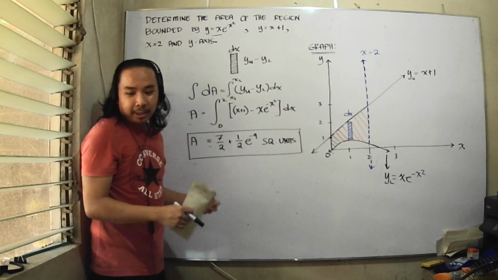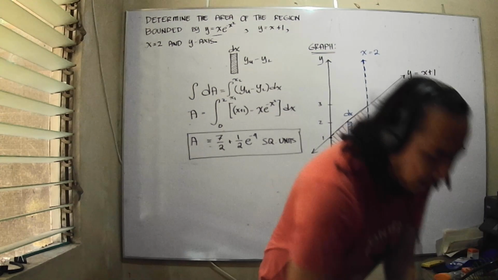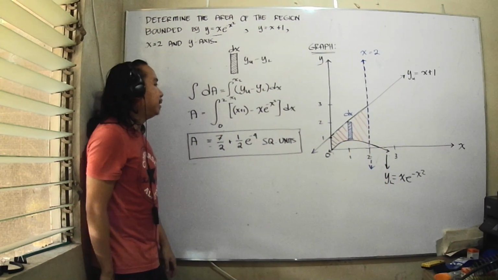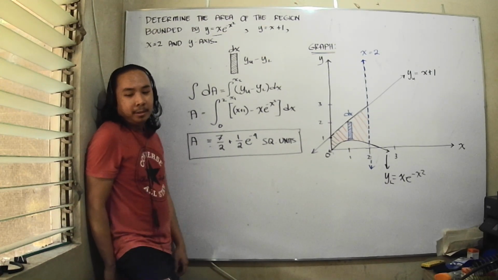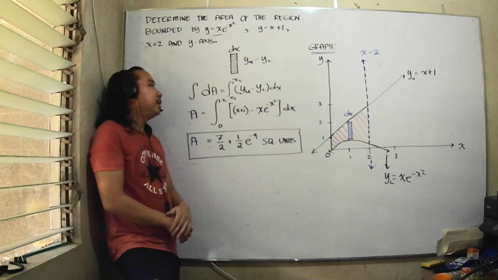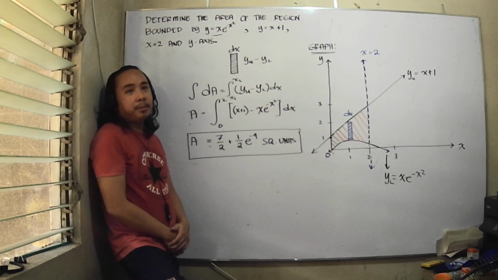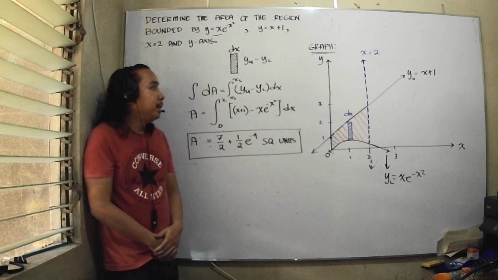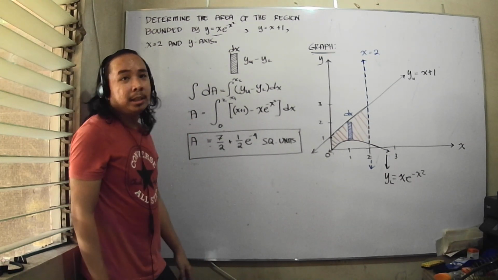So the challenge in this problem is not the mathematical process. The challenge is how to interpret the problem itself. Okay? So in some instances, you can also try to solve for the point of intersection of the curves if they exist, but at least check the boundaries.